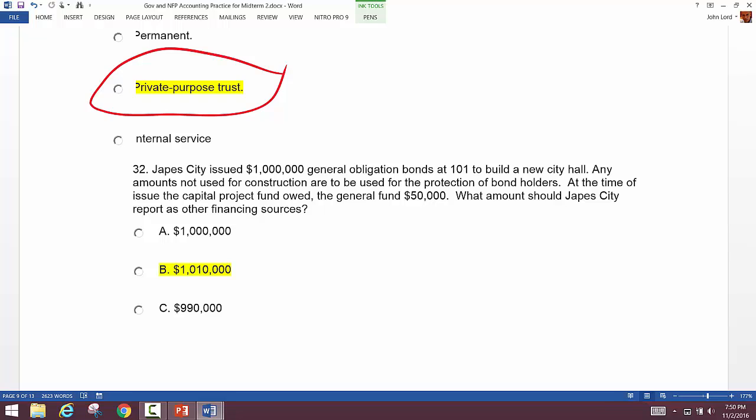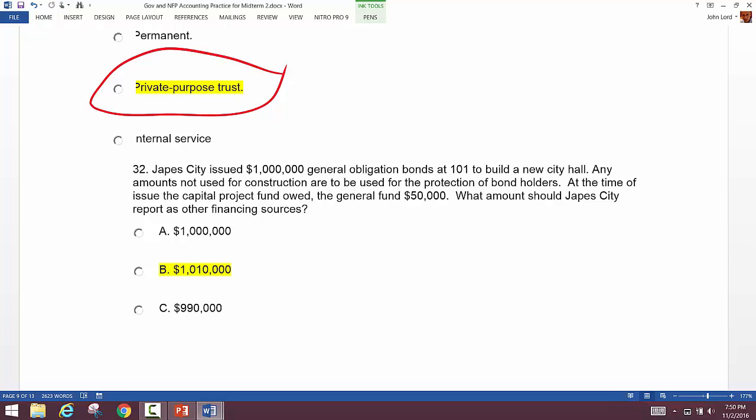Japis City issued a $1 million general obligation bond at 101 to build a new city hall. Any amounts not used for construction were to be used for the protection of bondholders. At the time of the issue, the capital project fund owed the general fund $50,000. What amount should the city report as other financing sources?